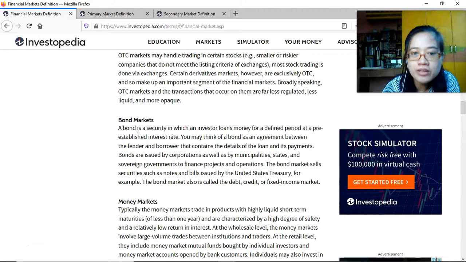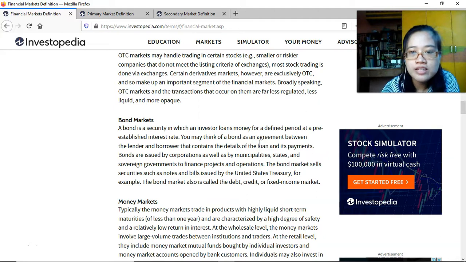Bond market. So a bond is a security in which an investor loans money for a defined period at a pre-established interest rate. Sometimes there are also coupons included in the certificate, or there's a maturity value, or sometimes there are other conditions like redeemable, callable, things like that. But on a regular bond, of course there's only the face amount, and then the interest rate, and then the period.